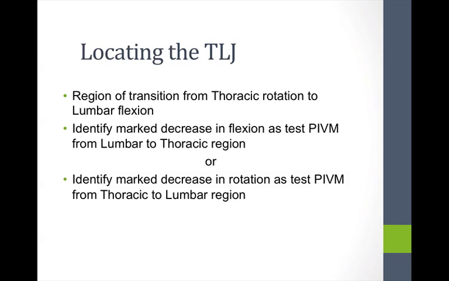The thoracolumbar junction is a region of transition from thoracic rotation to lumbar flexion. We can identify the thoracolumbar junction by noting where there is a marked decrease in flexion as we test the flexion PIVM from the lumbar to the thoracic region, or we can identify it by noting the marked decrease in rotation as we test the rotation PIVM from the thoracic to the lumbar region.